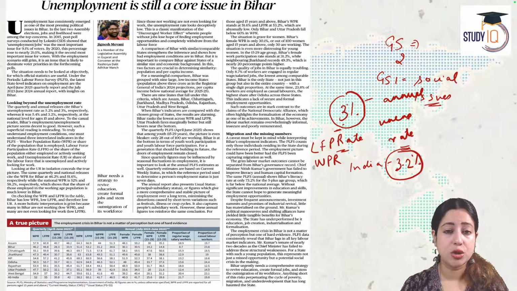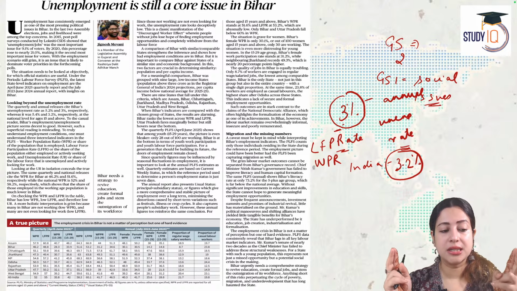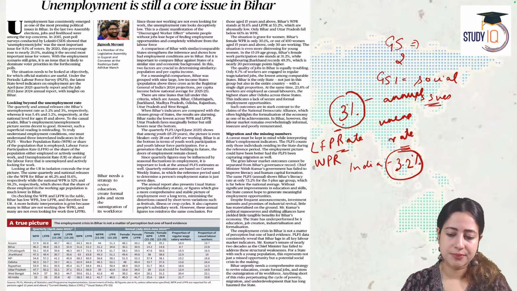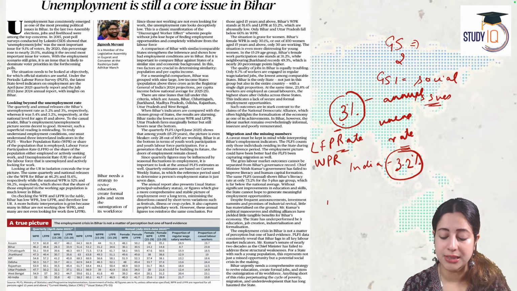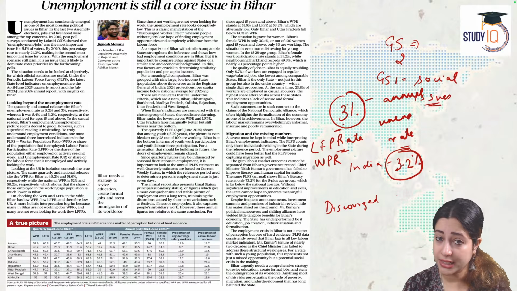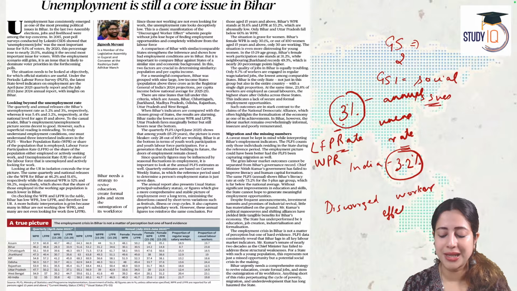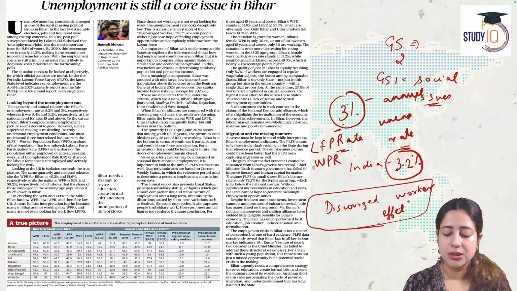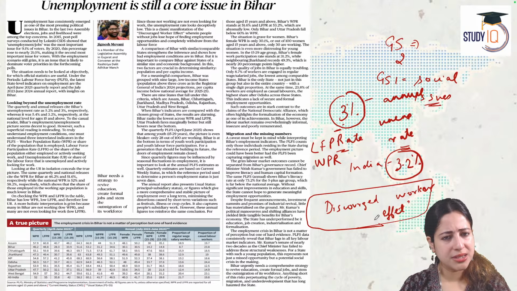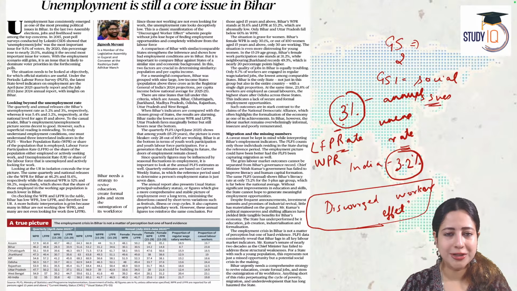This data does not capture the fact that there are many people in Bihar who have become today victims of the discouraged worker effect. A new word this article has taught us, discouraged worker effect. This is the main problem that is causing unemployment and poverty in Bihar. What is it again? Discouraged worker effect.